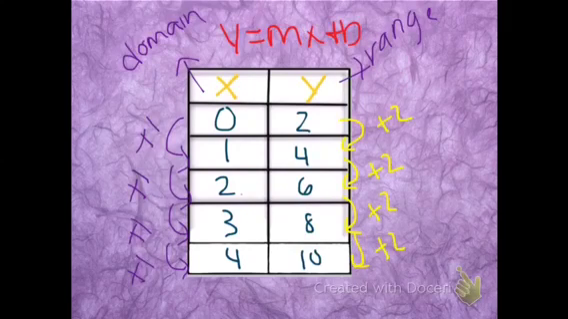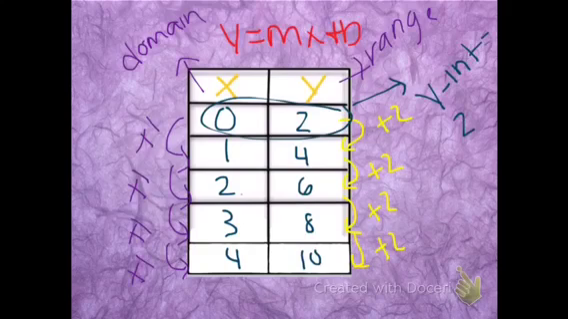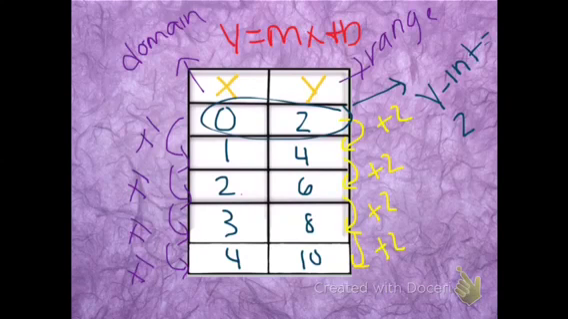Now, in this case, you were given the y-intercept, but this is not always going to happen. Since you were given (0, 2), you know that the y-intercept equals 2. So let's try finding our slope. Let's start by picking 2 points. Now, let's pick the first 2 points, which are (0, 2) and (1, 4).